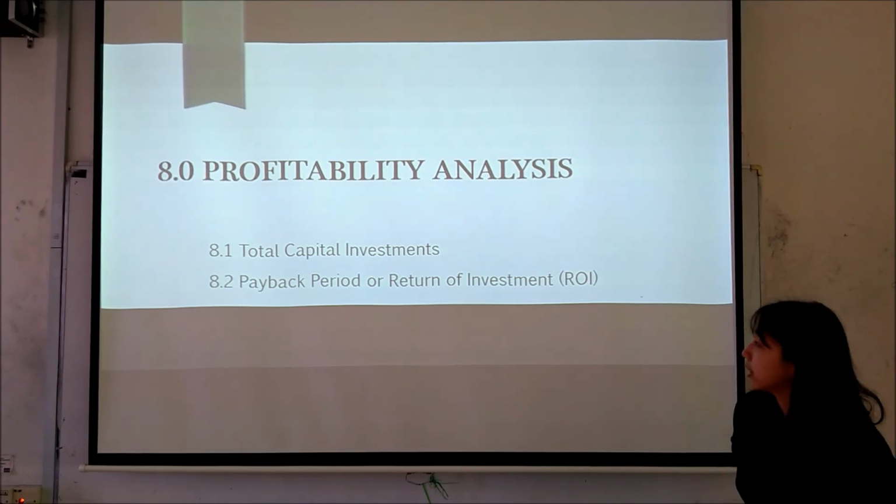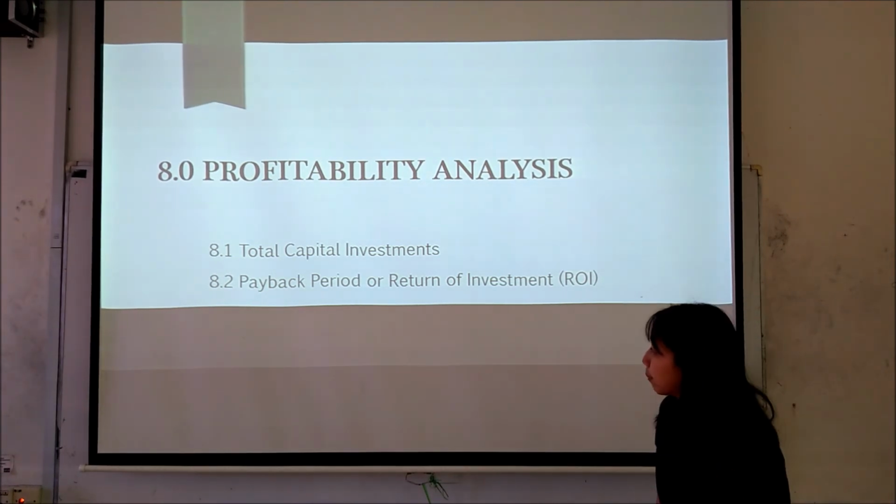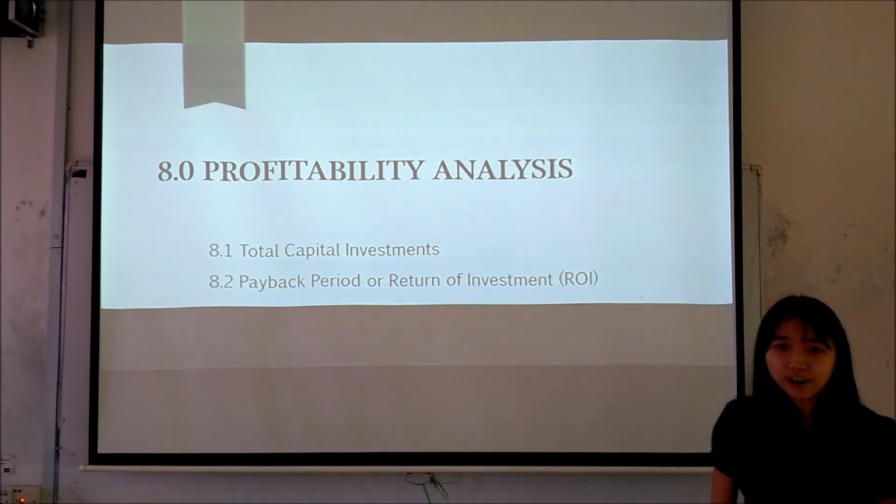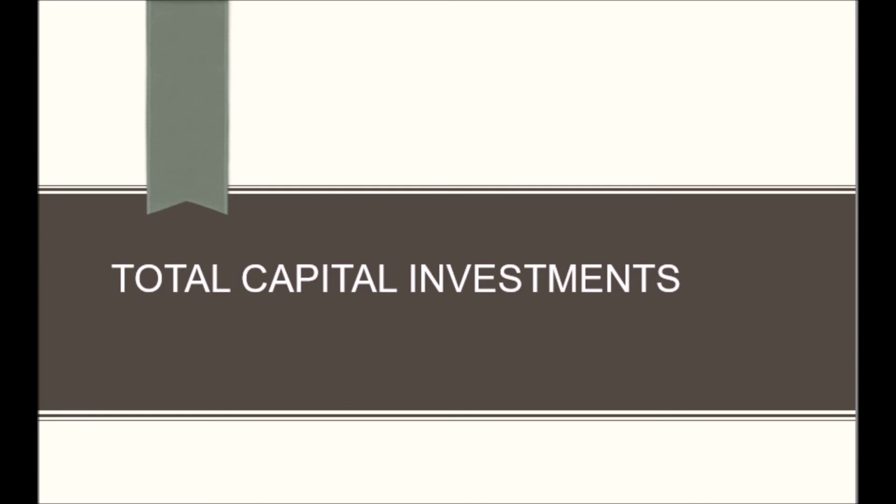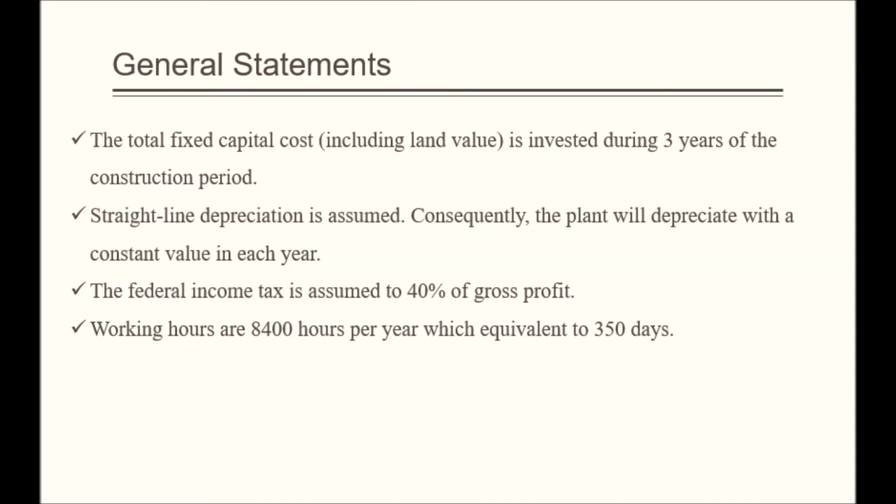The next chapter of our project is the profitability analysis. In this chapter, I will discuss the total capital investment and payback period or return on investment, ROI. First of all, there are several statements to be mentioned before the calculation. The first statement is the total fixed capital cost, including land value, is invested during 3 years of the construction period. Secondly, a straight line depreciation is assumed. Consequently, the plant will depreciate by a constant value each year. Thirdly, the federal income tax is assumed to be 40% of the gross profit. Lastly, the working hours will be 8,400 hours per year, which is equivalent to 350 days per year.